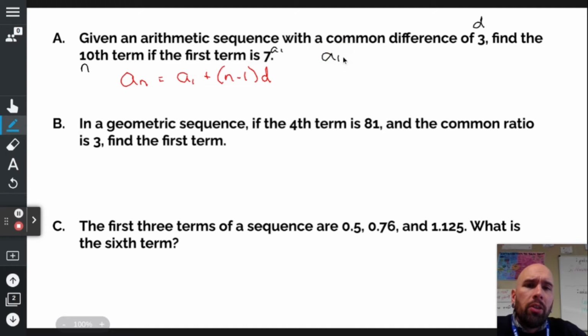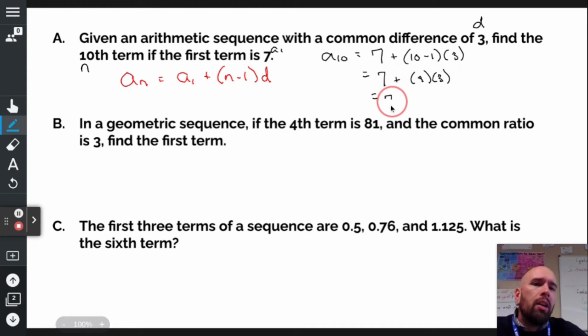So A sub 10 is going to equal A sub 1, which is 7, plus n minus 1, which is 10 minus 1, times d, which is 3. And now it's a good old PEMDAS problem. 7 plus 9 times 3 is going to be 7 plus 27, which is 34.